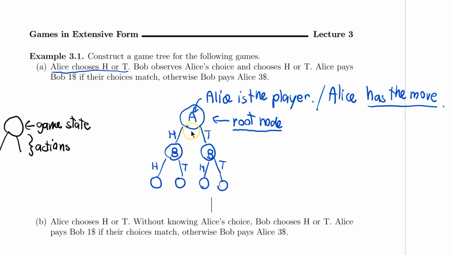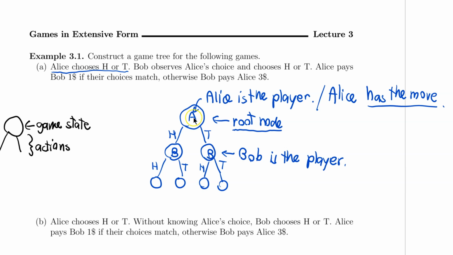So in a nutshell, this is what happened. The first node that you see up top here is the start of the game, and the letter A just means Alice is the player, and the letter B here just means Bob is the player, or Bob has the move. And then Alice can choose between two actions, head or tail. If Alice chooses head, then Bob has two possible actions. Bob can choose head or choose tail.